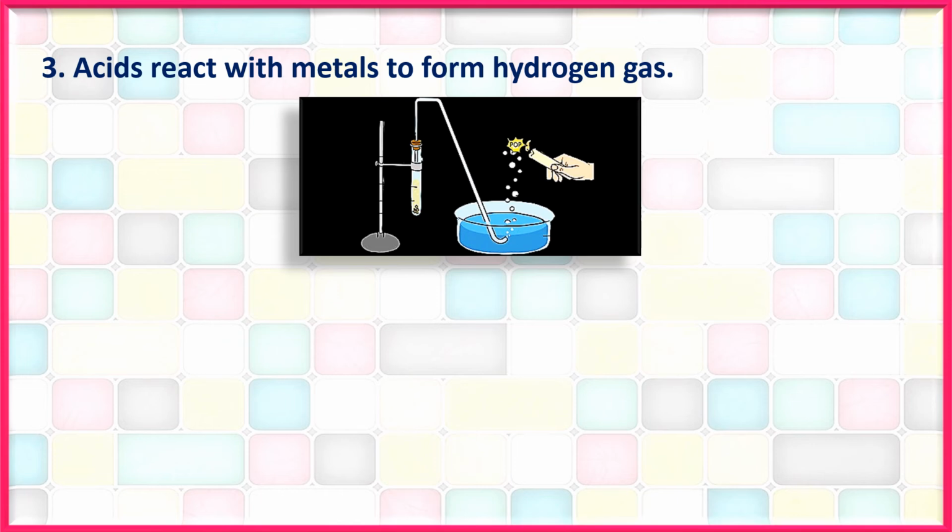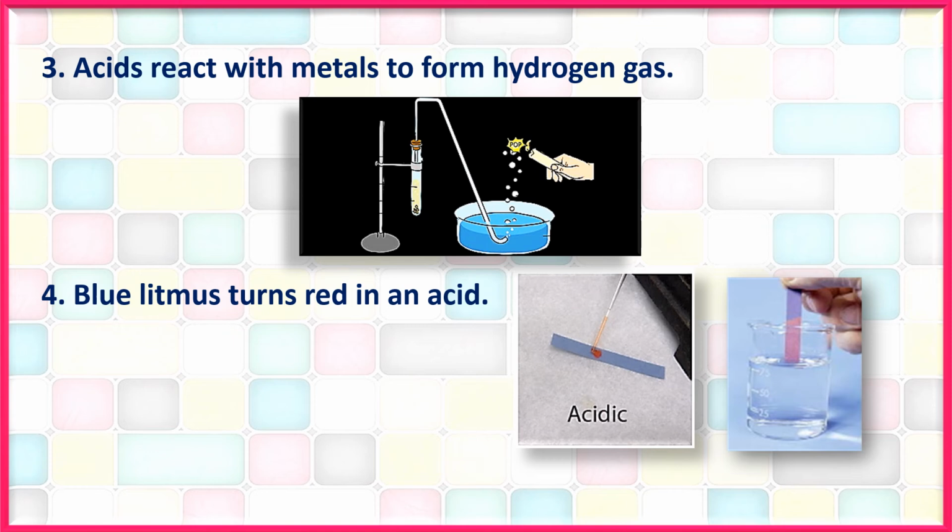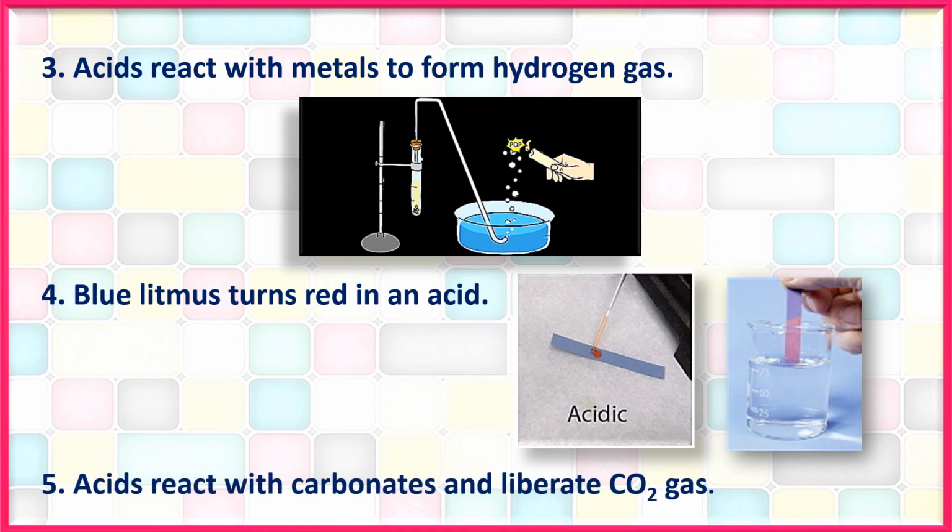And how do we get hydrogen gas? Acid reacting with metals. Blue litmus turns red in an acid. So when we take blue litmus paper and you put acid on it, it will turn to red. That is a very big indication that it is an acid. And the last property is that acids react with carbonates like zinc carbonate and calcium carbonate, and CO2 gas is liberated or given out.